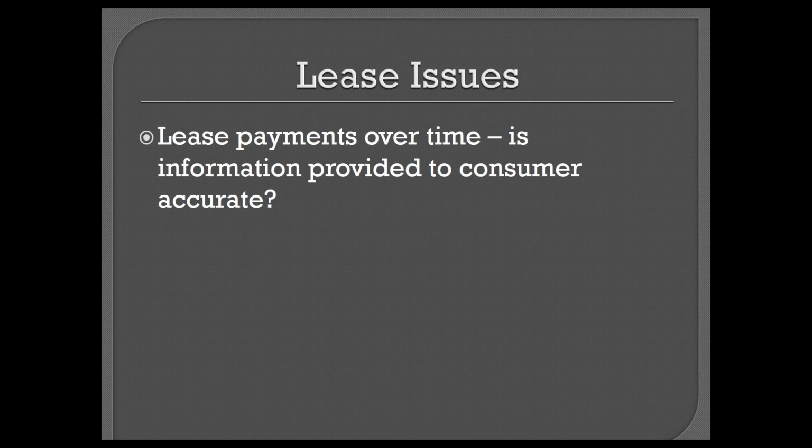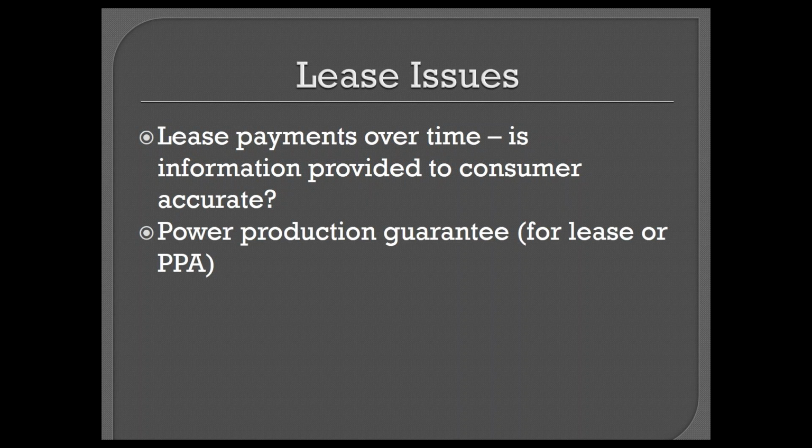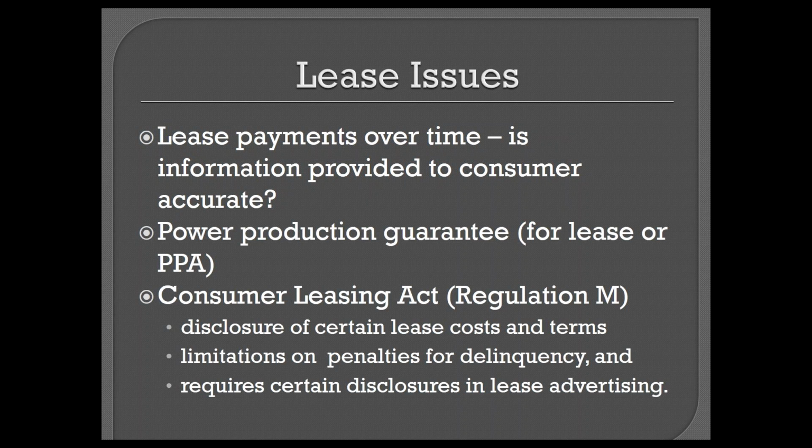The leases have their own set of issues. Lots of leases involve escalating payments over time, so it's important for consumers to know that that will be happening and exactly what's going on. As I mentioned before, it's important for them to know whether there's a power production guarantee if they've got a lease or a PPA. And then there are also separate leasing rules in the Consumer Leasing Act, at least on the federal level, that have certain disclosures and provisions that go along with leases. Let's go to slide 15.